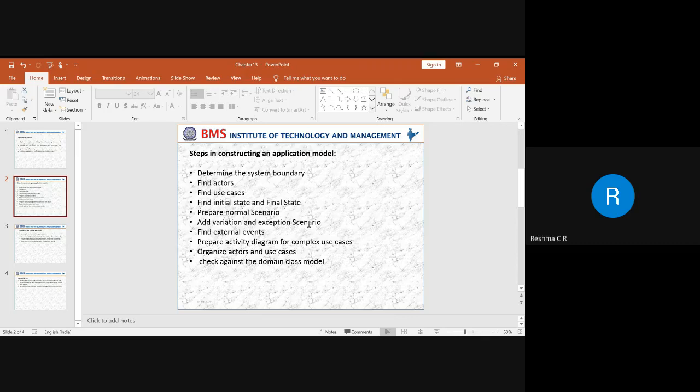So here, with respect to the ATM application, the actors can be a customer, bank, and a consortium. The customer is going to interact with the banking system either for depositing an amount, for withdrawal of an amount, or for any fund transfer from his account.